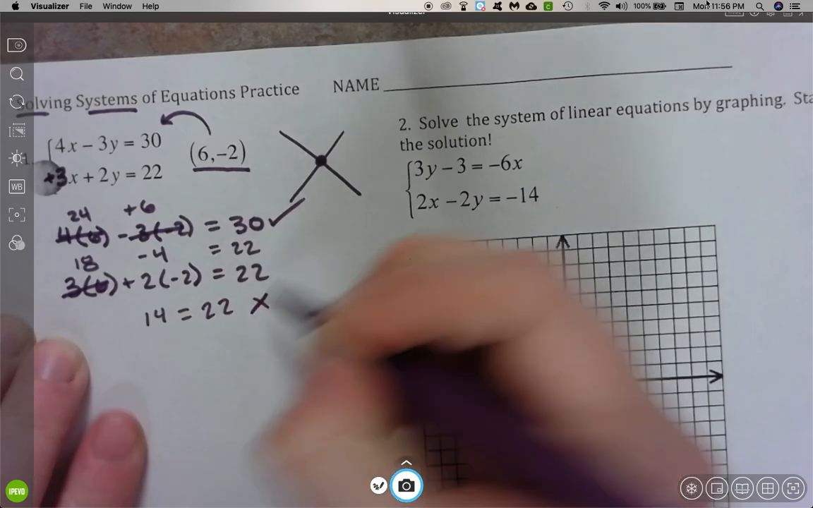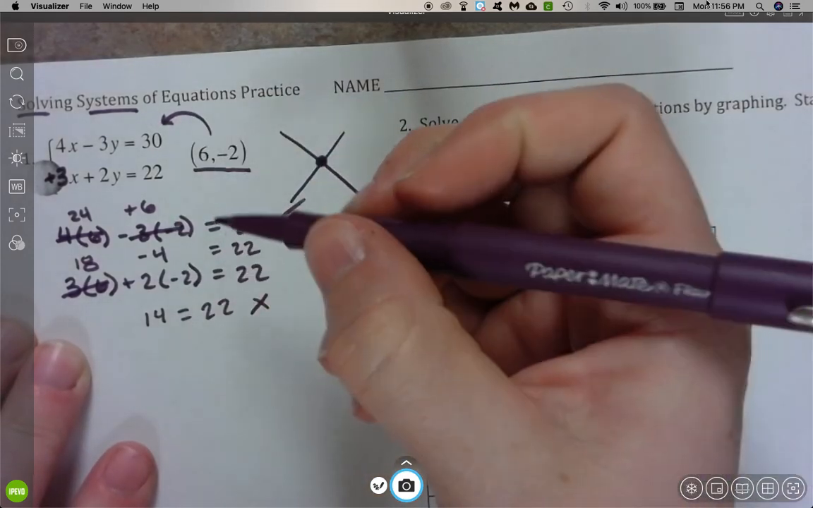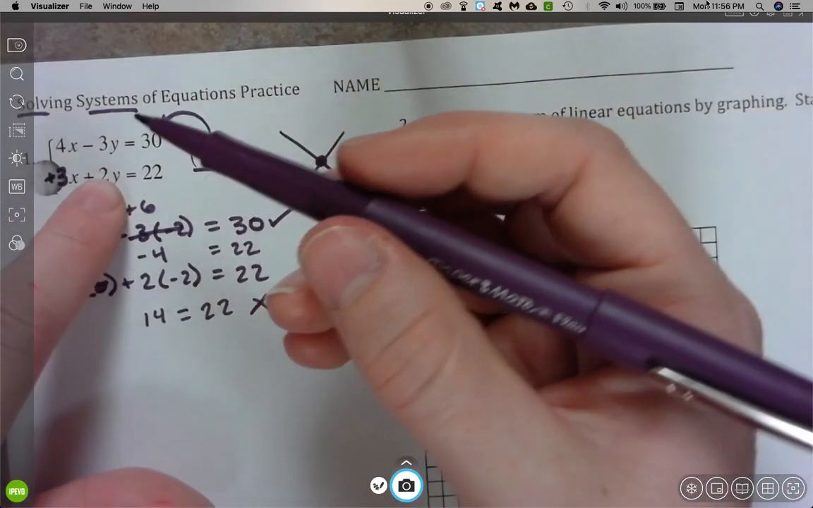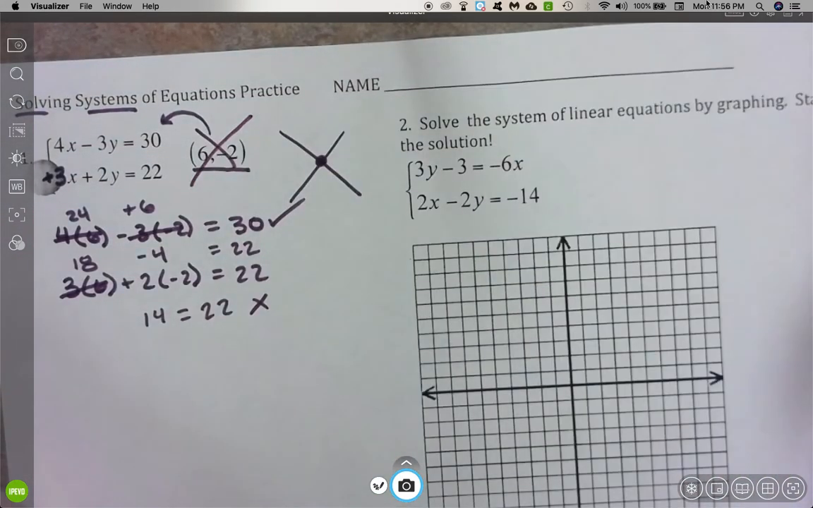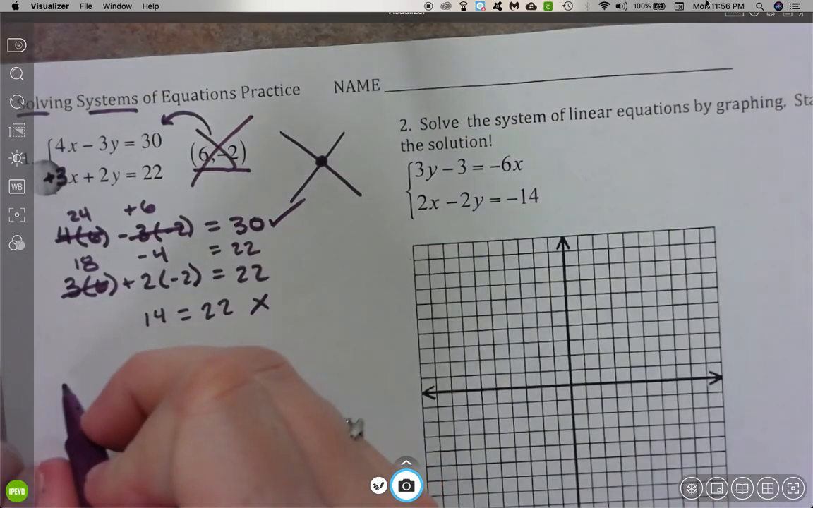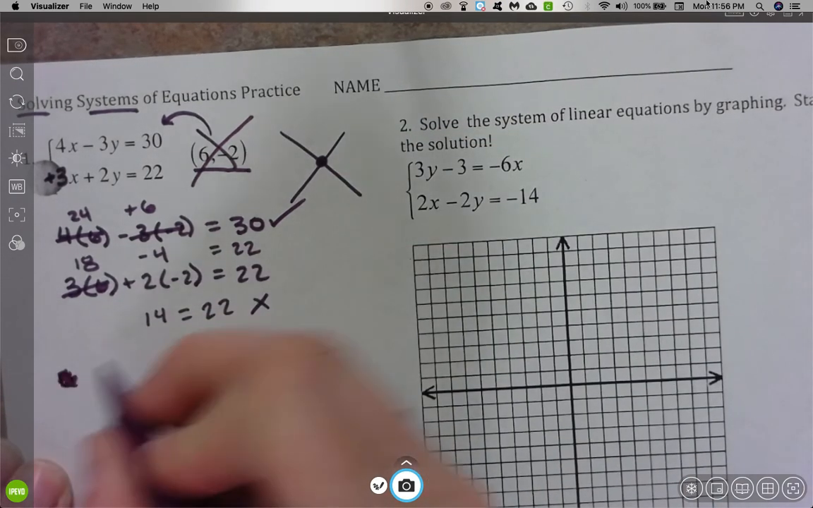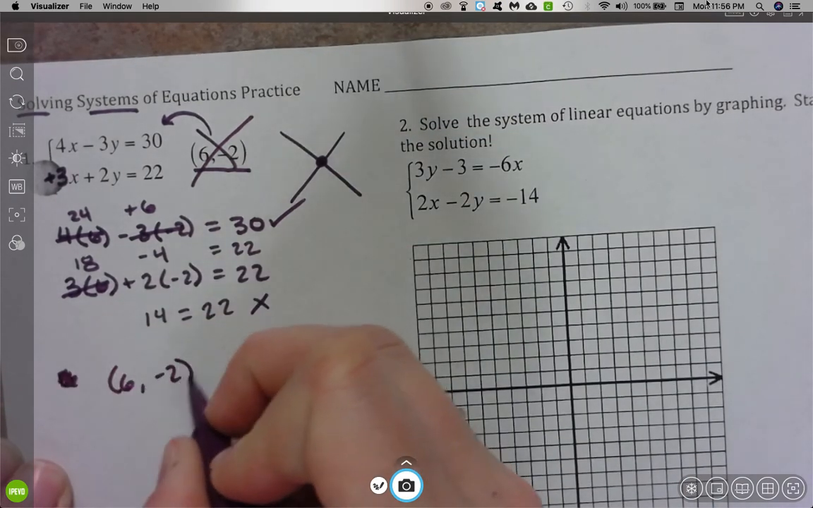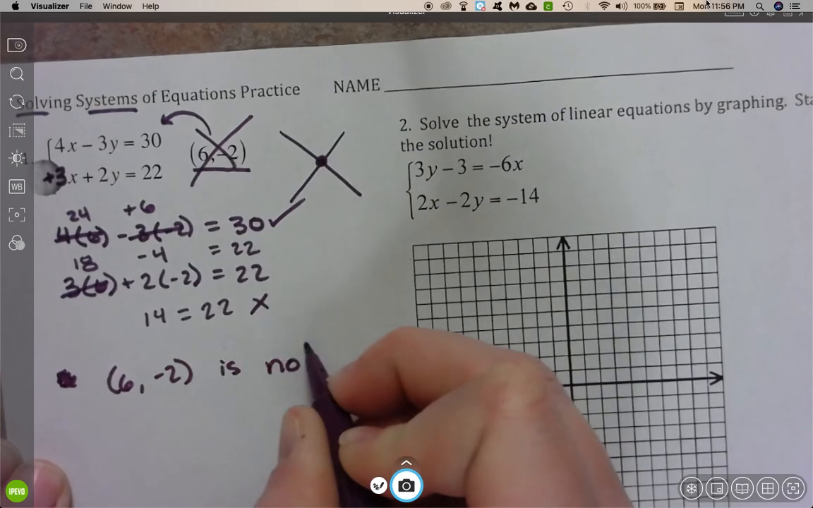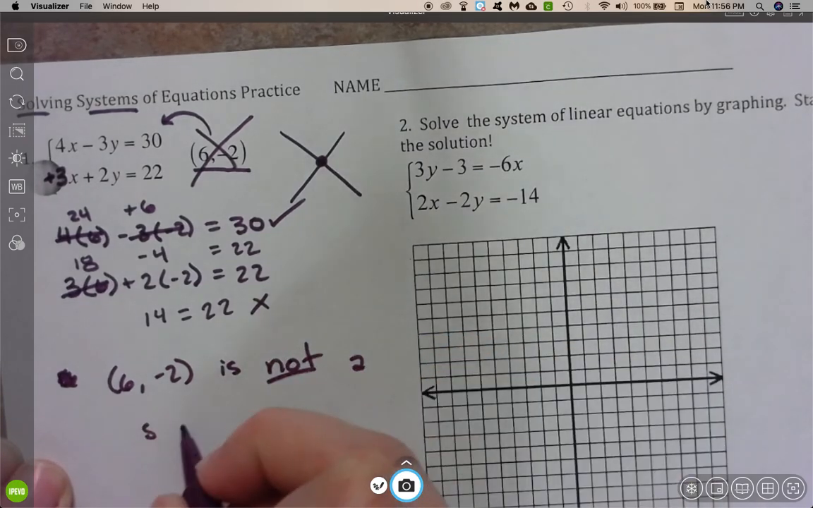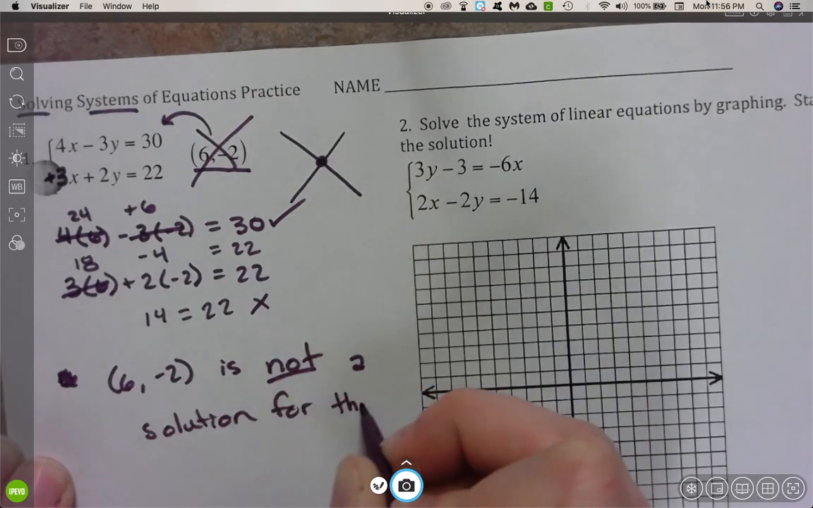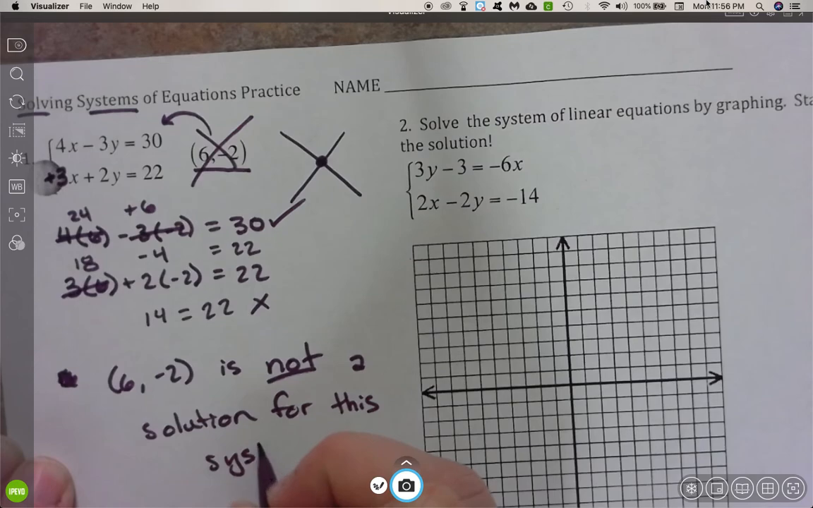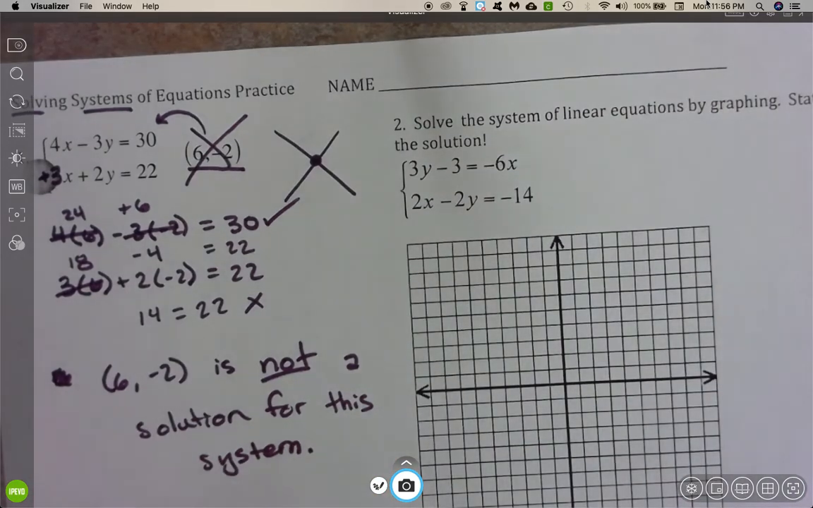Not the case. So what's happening here is these two functions probably do cross each other, but it is not at the point 6, negative 2. So let's do this. 6, negative 2 is not a solution for this system. If it worked for both, then it would be a solution, but it's not.